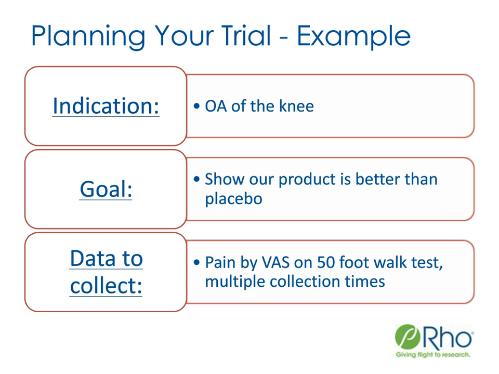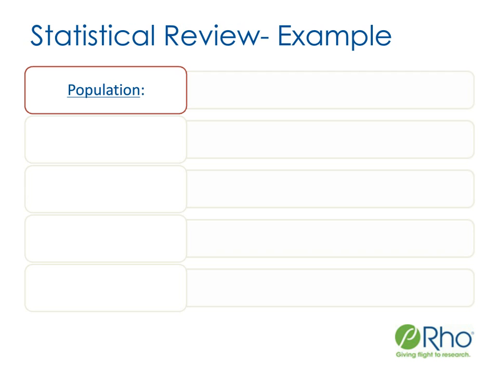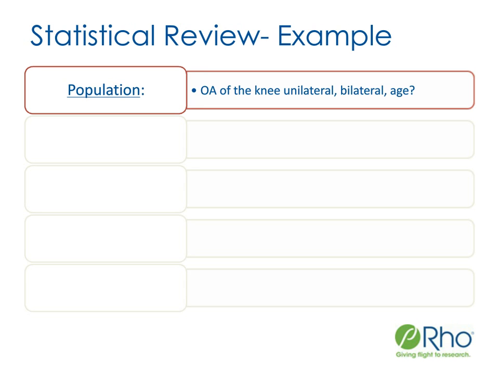Given that plan, let's go through some of the questions that the study statistician may have to further define the design and analysis of our osteoarthritis study. First, we need to define the population as specifically as possible. For our study, we want to enroll subjects who have osteoarthritis of the knee. But we also want to ask ourselves if we're looking for subjects with arthritis that is unilateral in one knee or bilateral in both knees. We also may want to ask ourselves if we want to include all ages or if we want to focus on a particular age group of arthritis patients.